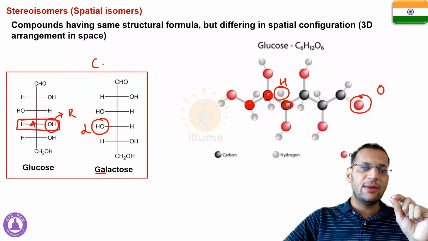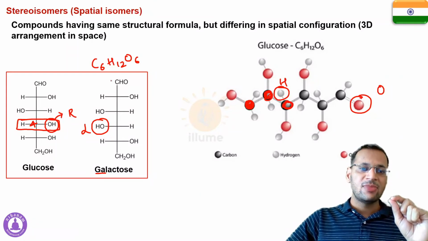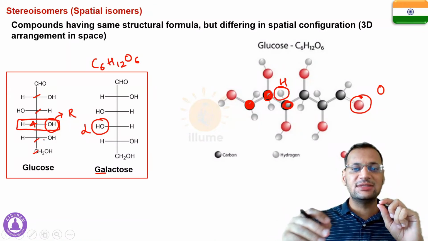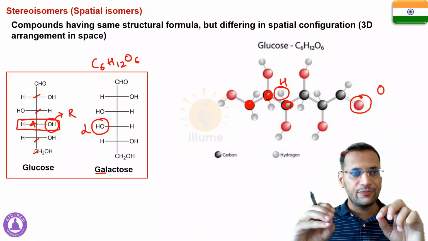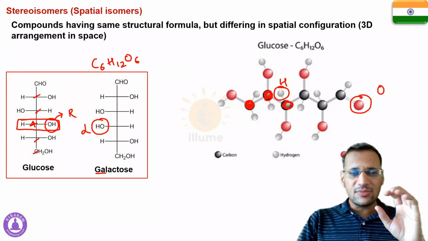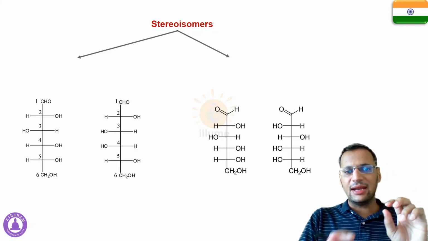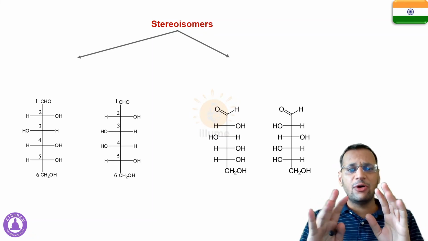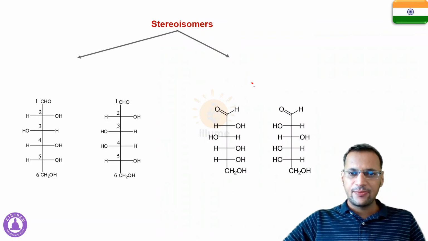Both have the same chemical formula, C6H12O6, as both of them are hexose sugars. You look at all the different carbons, you won't find any difference in the three-dimensional arrangement of any atom except at carbon number 4. So this is an example of a stereoisomer. Now stereoisomers are of two different types. I'll tell you the names later on, but first I'll tell you the basic difference between these two different kinds of stereoisomers.